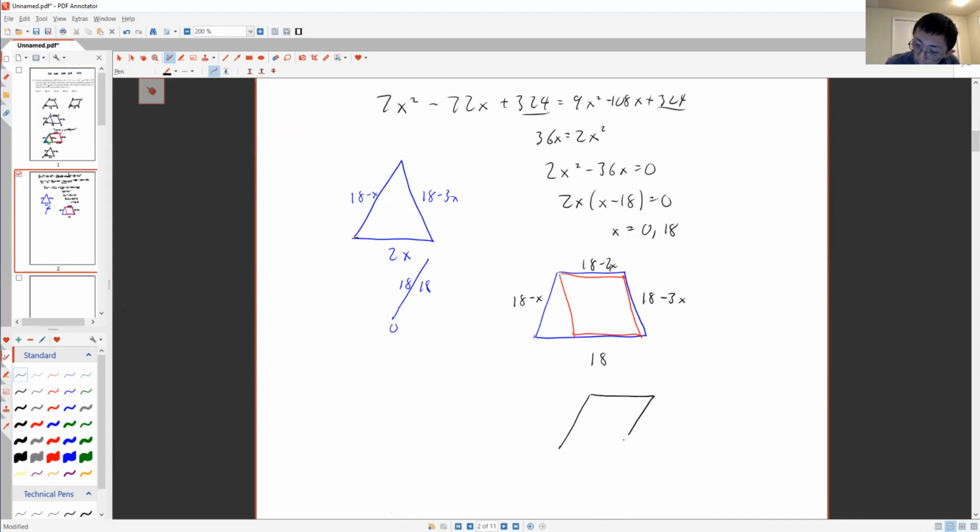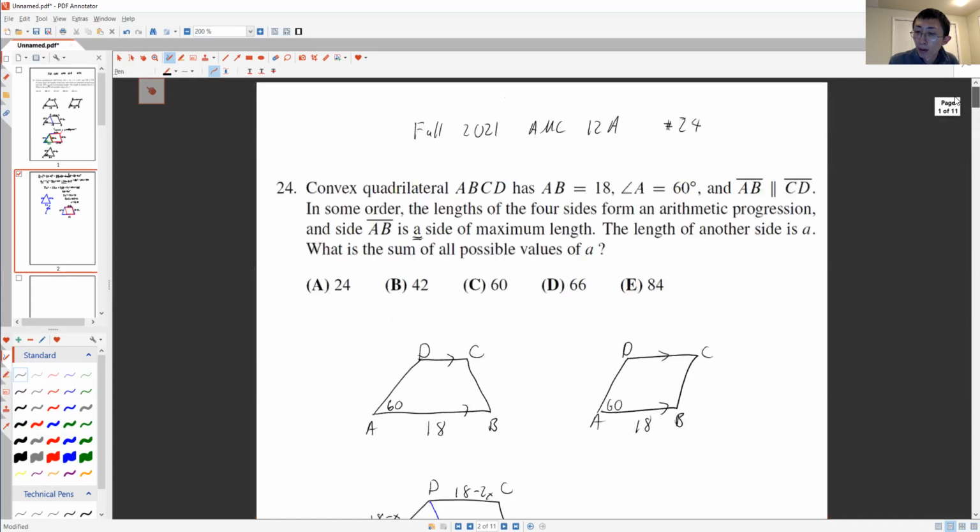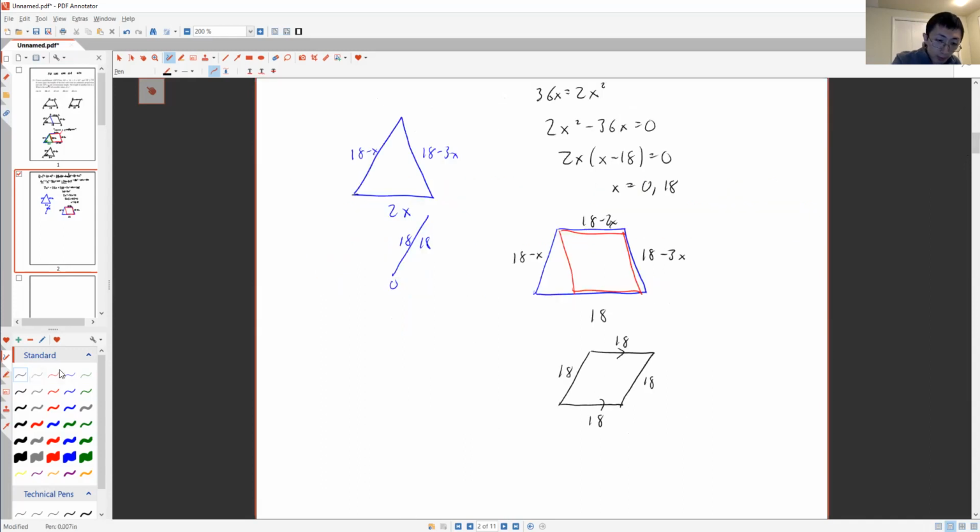If by trapezoid, we mean at least one pair of opposite sides are parallel, right? At least one pair of opposite sides are parallel. So this satisfies the problem condition if you check the problem statement. So, okay. So x could be 0.